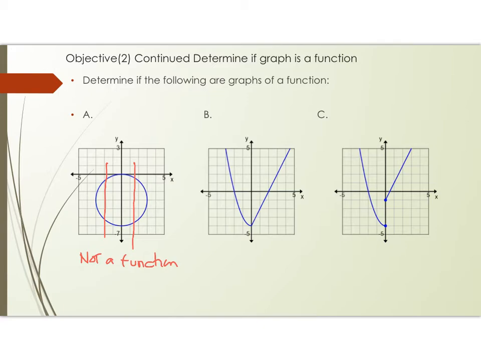So let's look at B. We'll do the same thing. Well, there I get 1 point. There I get 1 point. There I get 1 point. And it looks like no matter how I draw my vertical line through any points along the function, it looks like, in fact, it is a function. So this is a function.